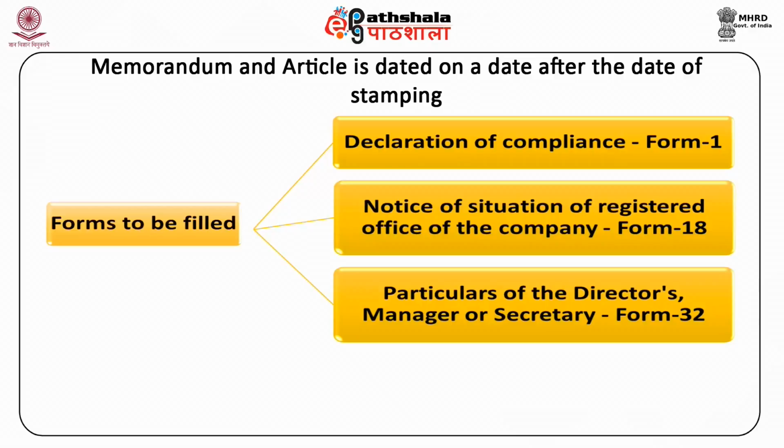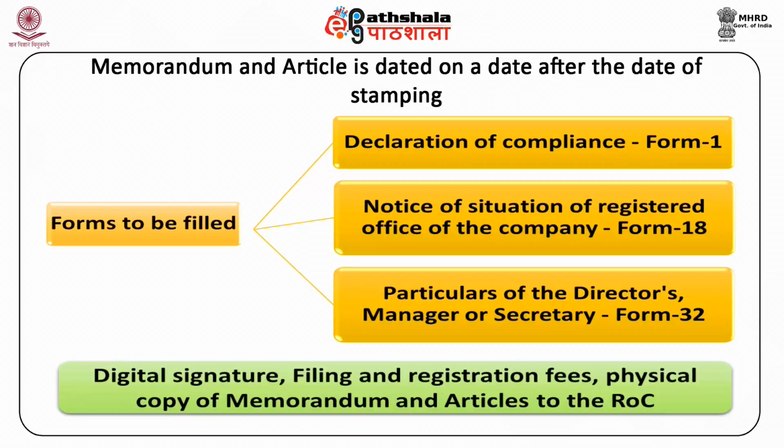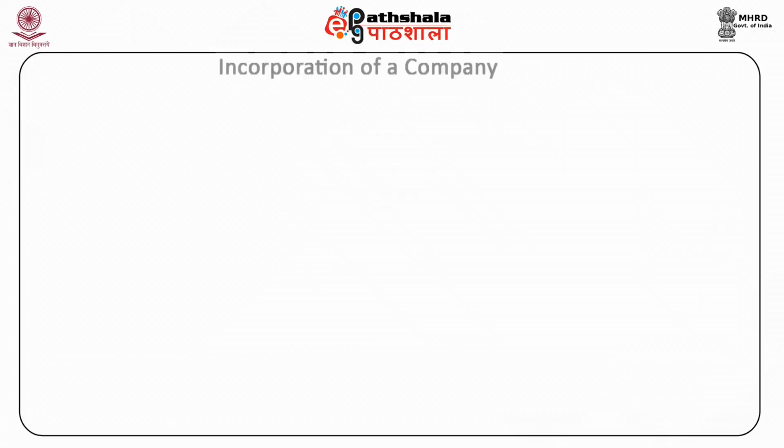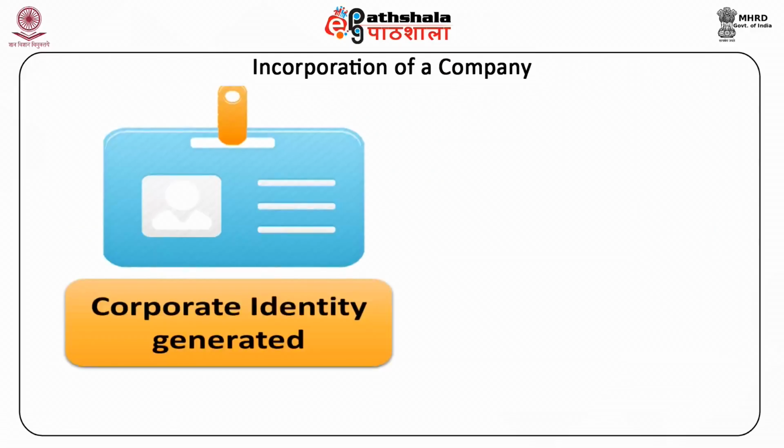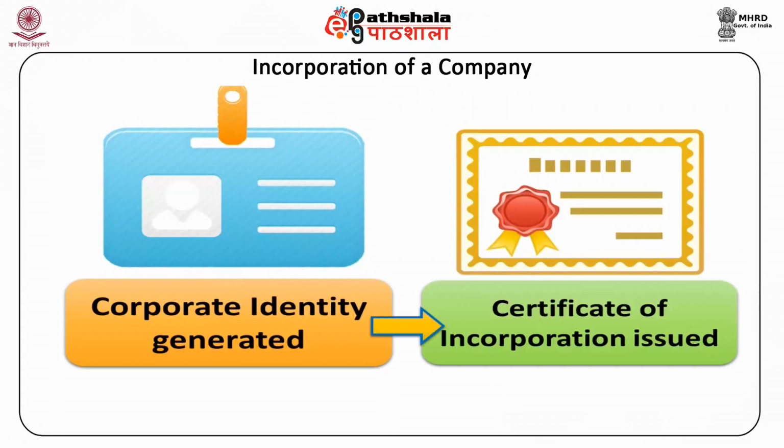Thereafter, submit the e-forms after attaching the digital signature, pay the requisite filing and registration fees, and send the physical copy of Memorandum of Association and Articles of Association to the ROC. After processing of the form is complete and corporate identity is generated, the certificate of incorporation will be issued by the Registrar of Companies.